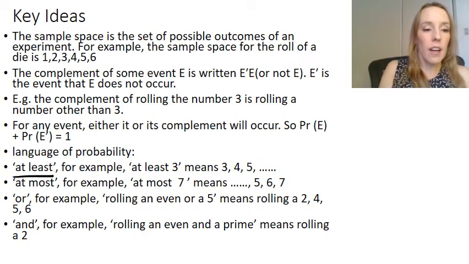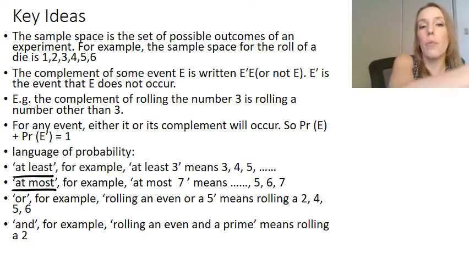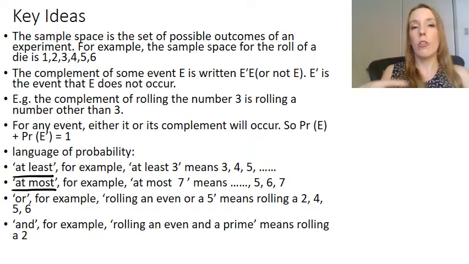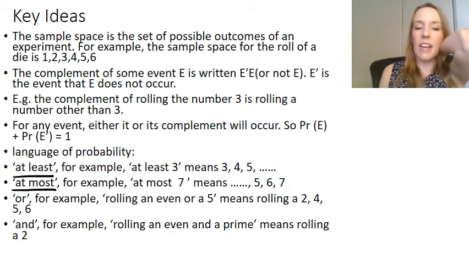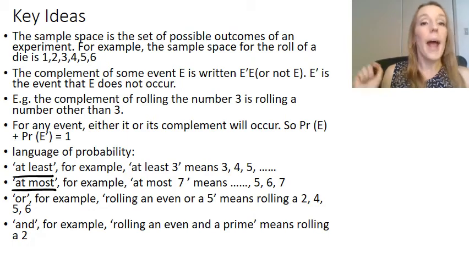At most means, for example, if you had at most 7, it means 7, 6, 5, 4, 3, 2, 1, anything a 7 or below. So at most, the 7 is going to be the highest. Or, for example, that means or. So, for example, rolling an even or a 5. If you say, what are the chances of rolling an even or a 5? That means what are the chances of rolling a 2, a 4, or a 6, the evens, and a 5 as well. And, for example, rolling an even and a prime. What numbers are even and prime? That's only a 2. 2 is the only number that is an even number and a prime number as well.